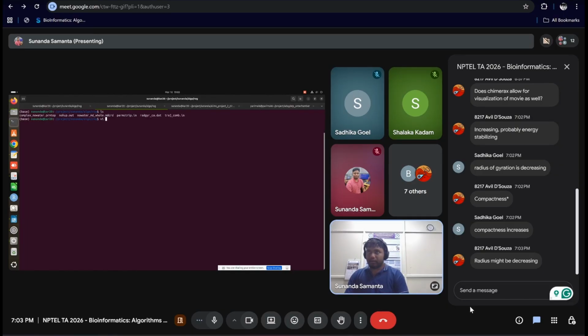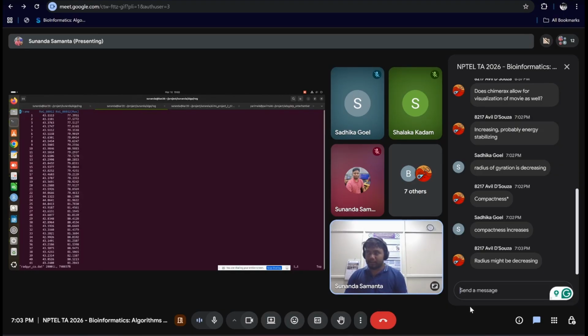If you look into the radius of gyration calculation, this is the data set, and we will just focus on the second column. When the simulation first started, the radius of gyration value was around 43 angstrom. As it goes on, you will see it slowly decreasing: after 43, it goes to 42, then 41, 40, sometimes goes back up, but the overall trend keeps decreasing.